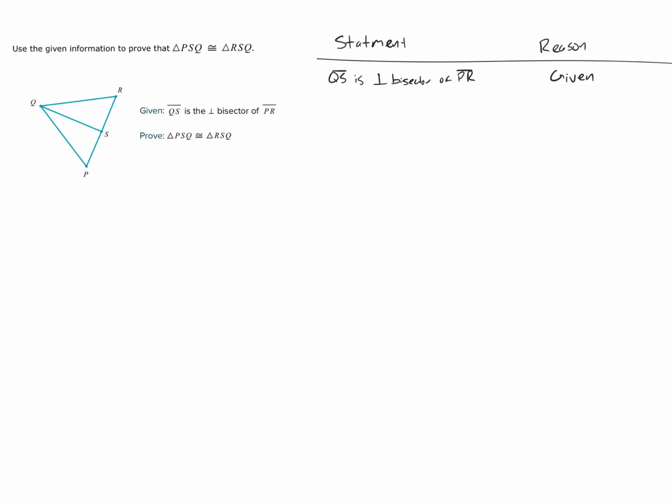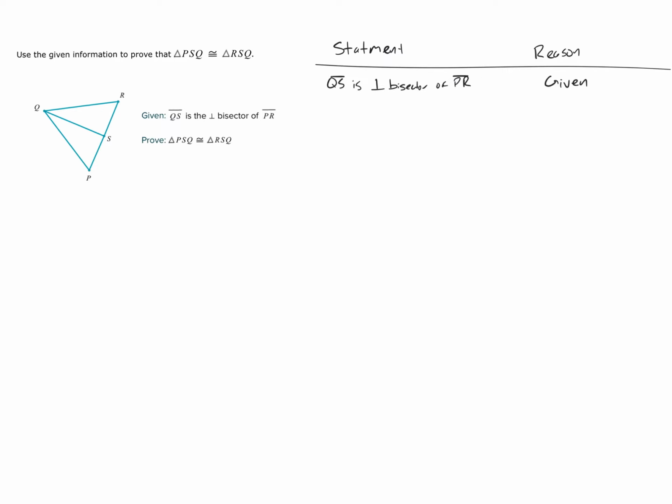A couple more proofs. This one doesn't give us much information, actually. It says, given that QS, this line right here, is a perpendicular, that's what the upside down capital T means, perpendicular bisector of PR. So perpendicular means it meets at a right angle, bisector means that it cuts it in half. So let me go with the bisector part of this. So bisector means that PS would be the same thing as RS. So I'm just going to say that.